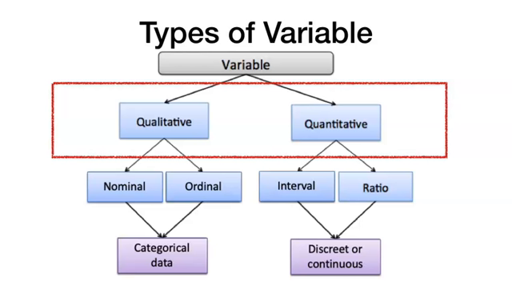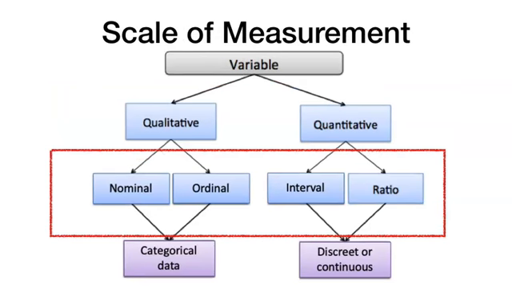Qualitative data cannot assume a numerical value. However, we can categorize the information. Gender, level of education, mobile phone operator, type of occupation are examples of qualitative variables. Under these types of variable, we have scales of measurement. For qualitative data, we have nominal and ordinal data, while for quantitative, we have interval and ratio information.